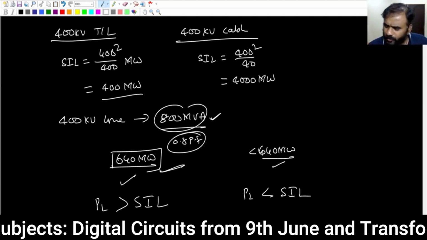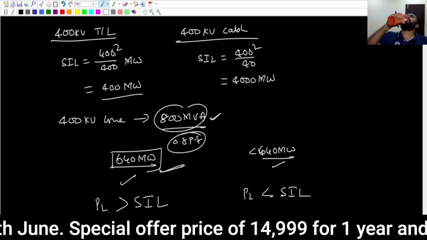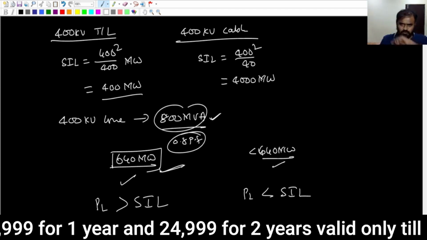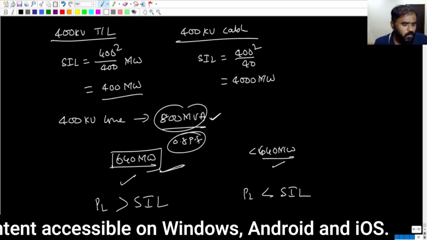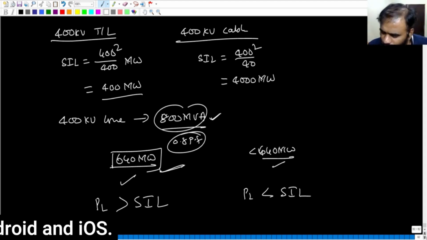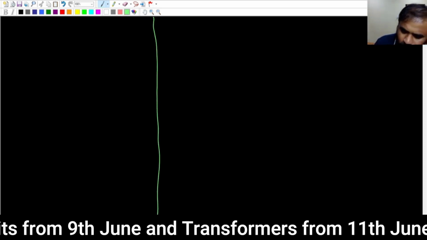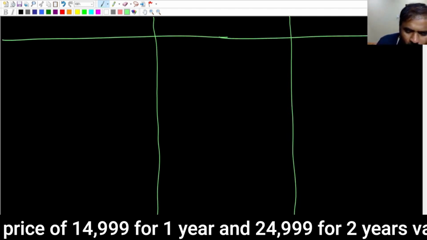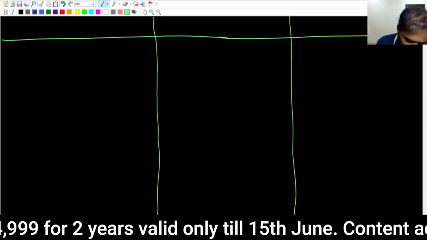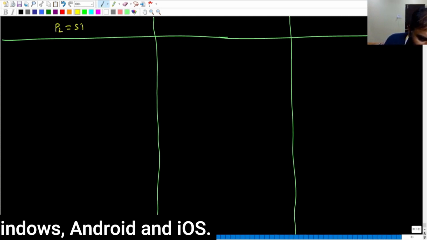Okay, so let's write like this. So I am writing here: loading is equal to surge impedance loading.